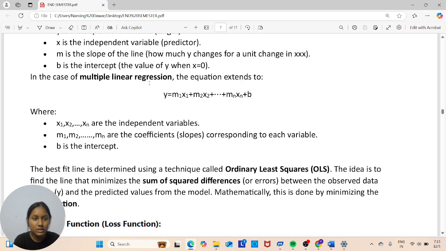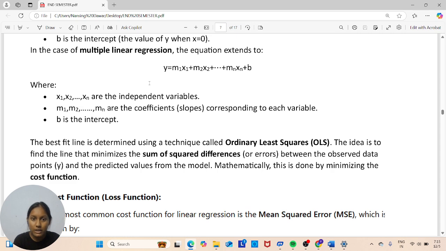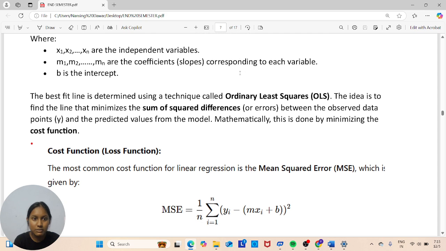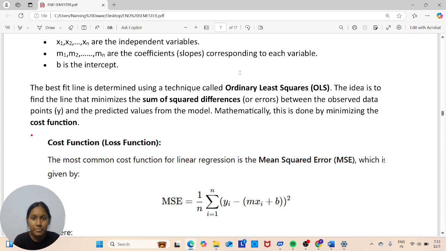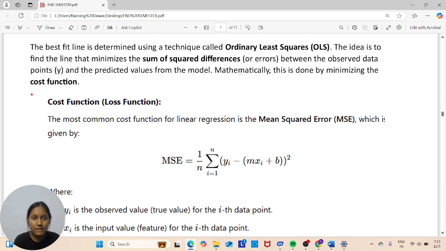the intercept. In case of multiple regression, the equation extends to y equal to m1 x1 plus m2 x2 up to n numbers, where x1, x2, and xn are the independent variables, and m1 up to mn are coefficients corresponding to each variable. b is the intercept. The best fit line is determined using a technique called ordinary least square, OLS.